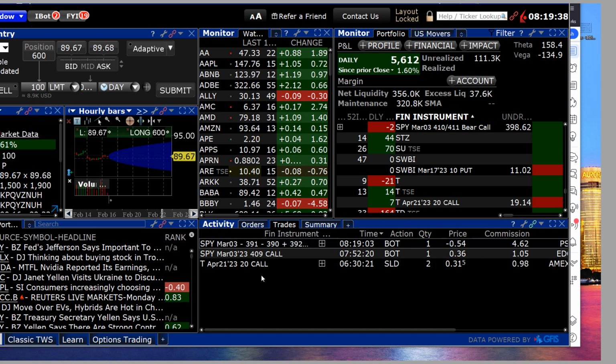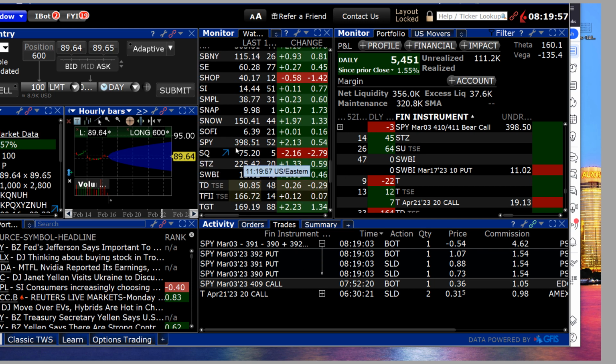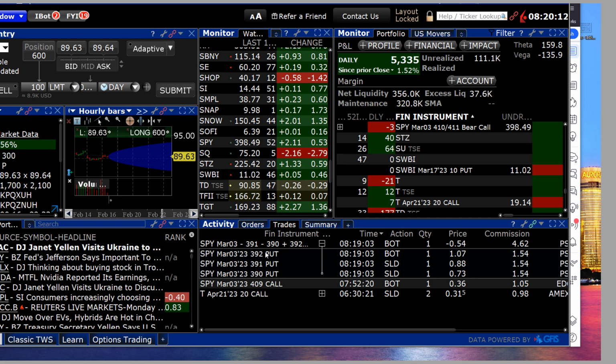Most likely, all of the options will just expire out of the money, these three here, because SPY is going to end above 392. Currently, it's at 398, so it's pretty high. But if it finishes between 392 and 390, that's when I'll be making a lot of money, and I can close this entire position for a net gain above $54.